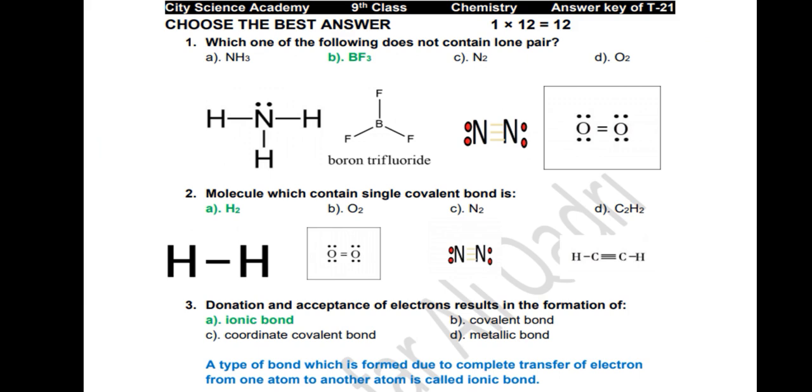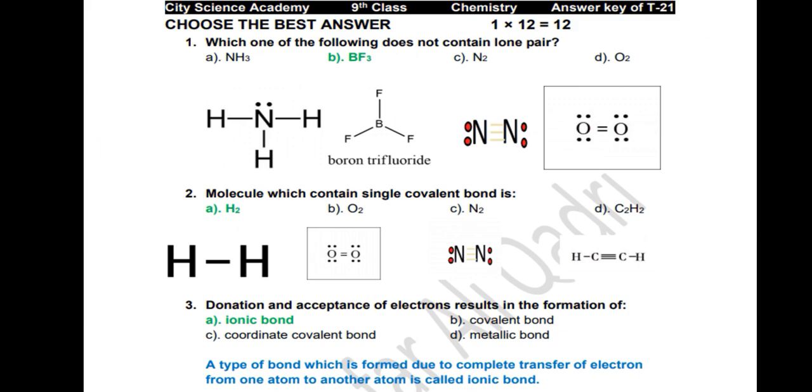Molecule which contain single covalent bond is hydrogen, oxygen, nitrogen, or C2H2, mean ethine. So hydrogen molecule contain the single covalent bond because there is one electron that is shared between the two hydrogen atoms. Option A will be correct. There is a double bond in oxygen and there is a triple bond in nitrogen and in ethine. So option A will be correct.